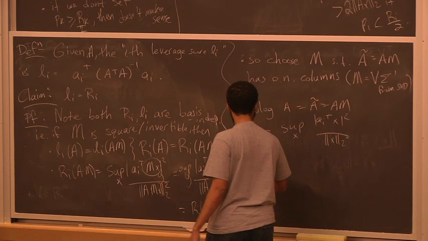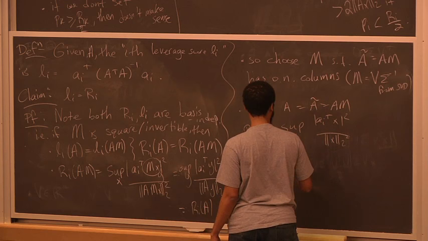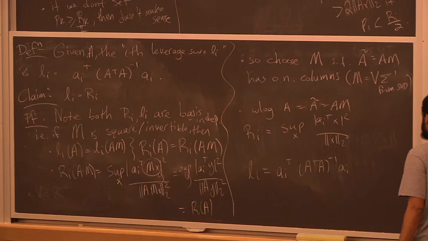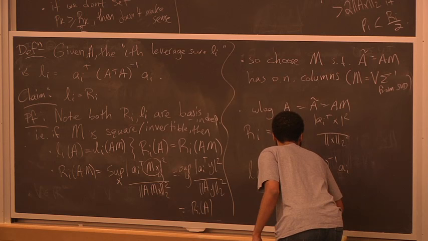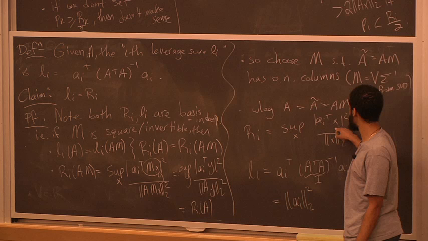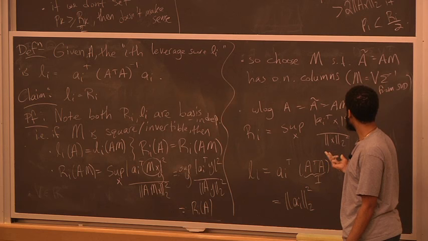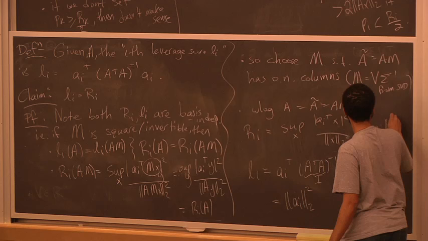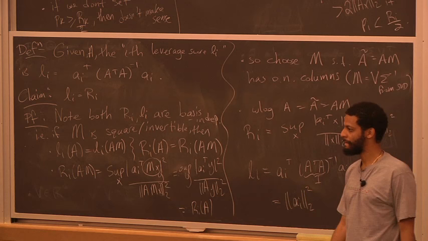And then we have L_i equal to a_i transpose (A transpose A) inverse a_i. But this is just the identity now, so this is equal to the L2 norm squared of a_i. So the question is, which x achieves the sup here? The x that achieves the sup is the vector a_i itself. So this thing is actually the same as the L2 norm squared of a_i. So these two things are the same.